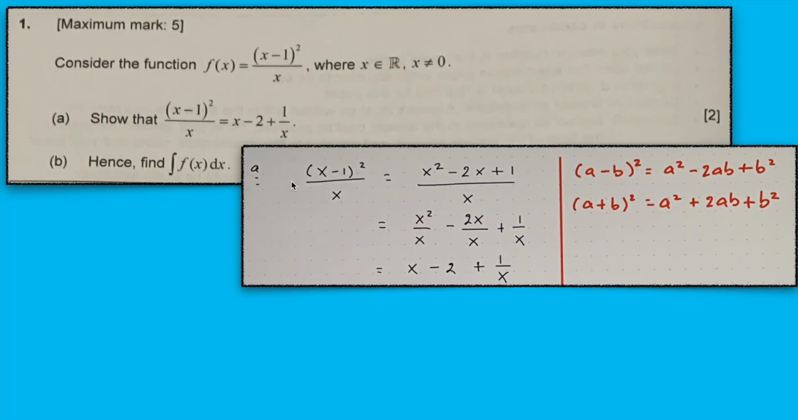Well, for question A, all we have to do is expand the numerator like so, divided by x. And I put the formula here on how to expand these two binomial expressions. Going back to our working, we can rewrite this as x squared over x subtracted by 2x over x plus 1 over x, and simplify to the required expression as in the question. So there we go.